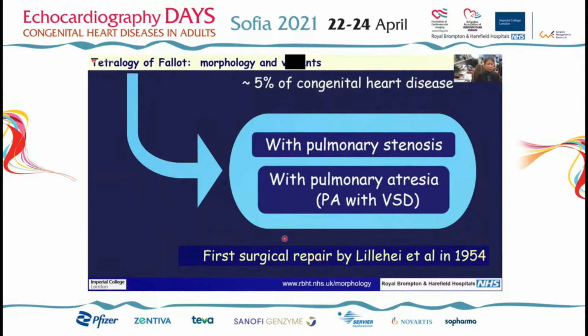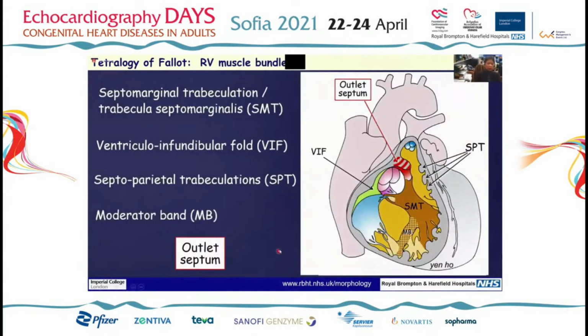There are two major forms of it. One is with pulmonary stenosis, the other with pulmonary atresia, also previously known as pulmonary atresia with ventricular septal defect. Now, the first surgical repair was way back in the 1950s, so there are adults who have had repair in childhood these days. So the lesion is within the right ventricle, as we said before.